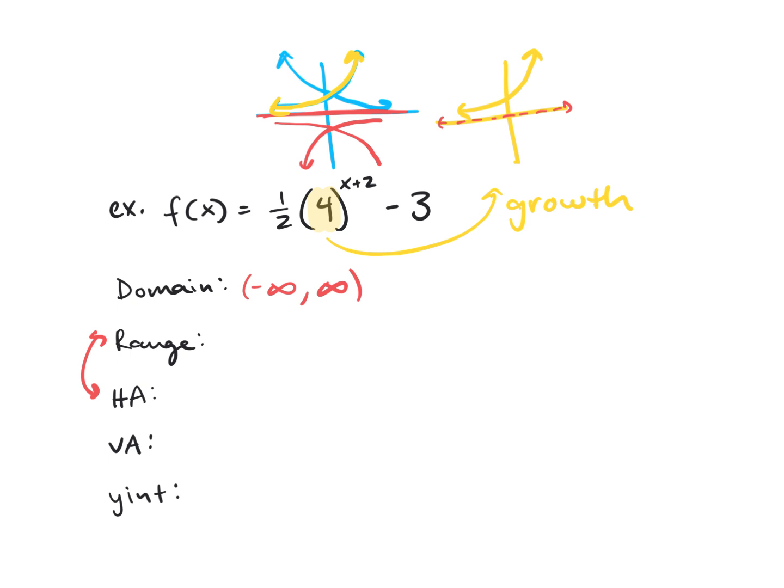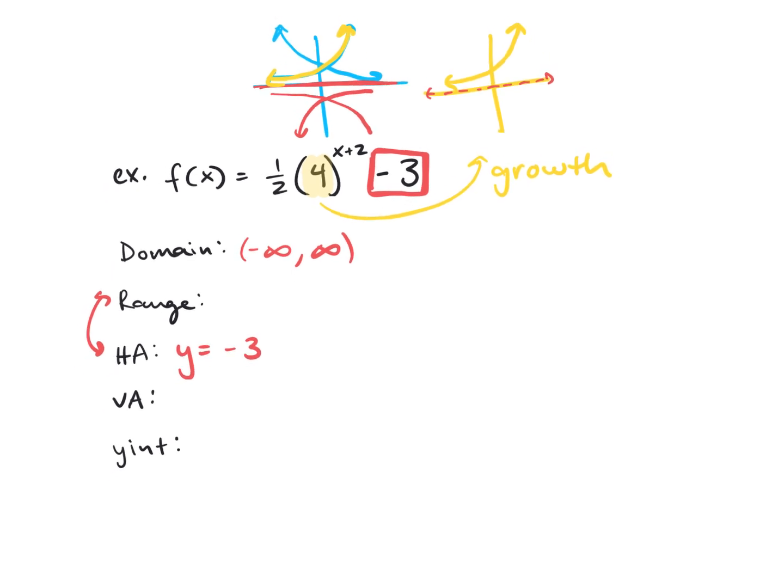Our horizontal asymptote's based off of what? What number here tells us what our horizontal asymptote is? The -3. What we're adding or subtracting on the outside, so the big number that we're adding or subtracting, tells us our horizontal asymptote. So horizontal asymptote would be y equals -3. So what's our range going to be? From -3 to infinity. It goes to infinity because we don't have any shifts happening here. Our graph's going up to infinity.